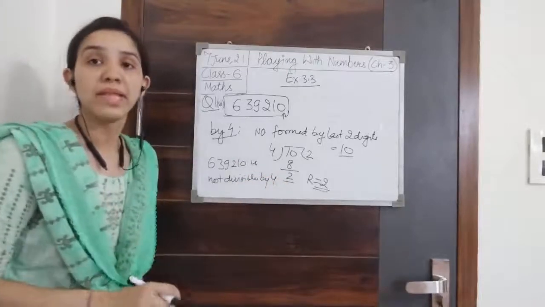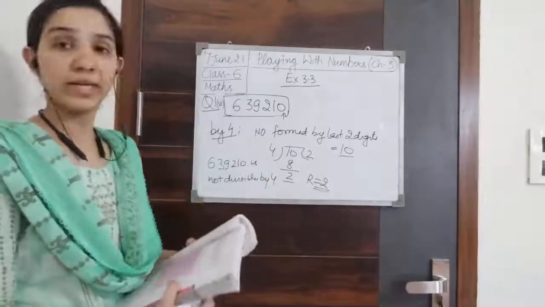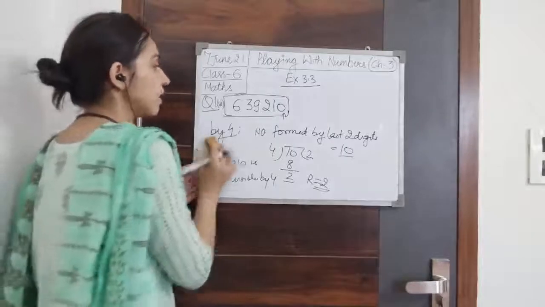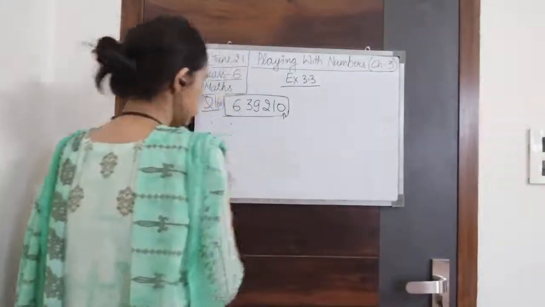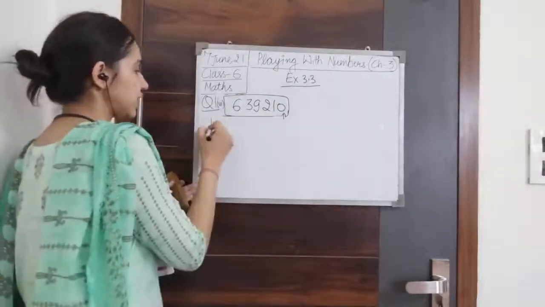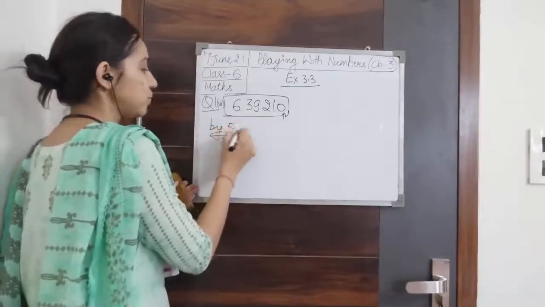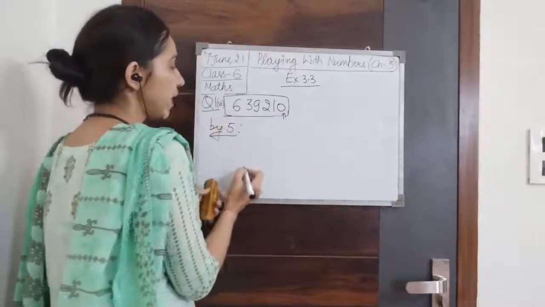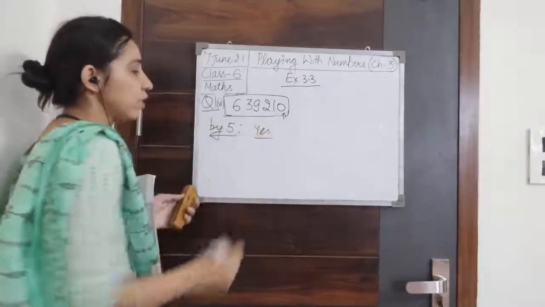Okay? Next is divisibility by 5. Quite easy. The last digit is 0. It means it is divisible by 5. What was the test? The number on the units place should be 0 or 5. So it is divisible by 5.